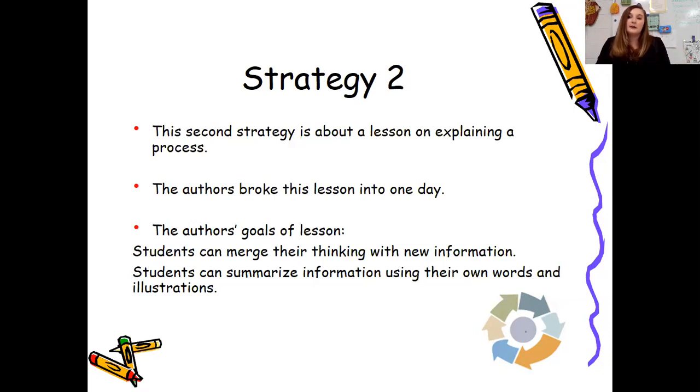And so this is going to be a great lesson that we can take and use next year to try to help them really be able to process their own information and to be able to explain what they have learned using their own words, not necessarily what you've said or what another student has said. So again, it's set up the same way, very similar to the first lesson or strategy.